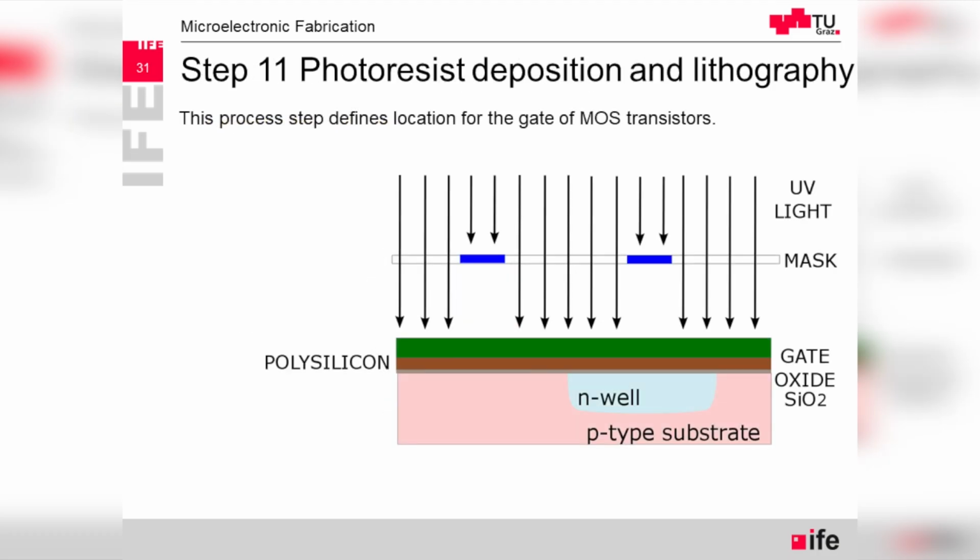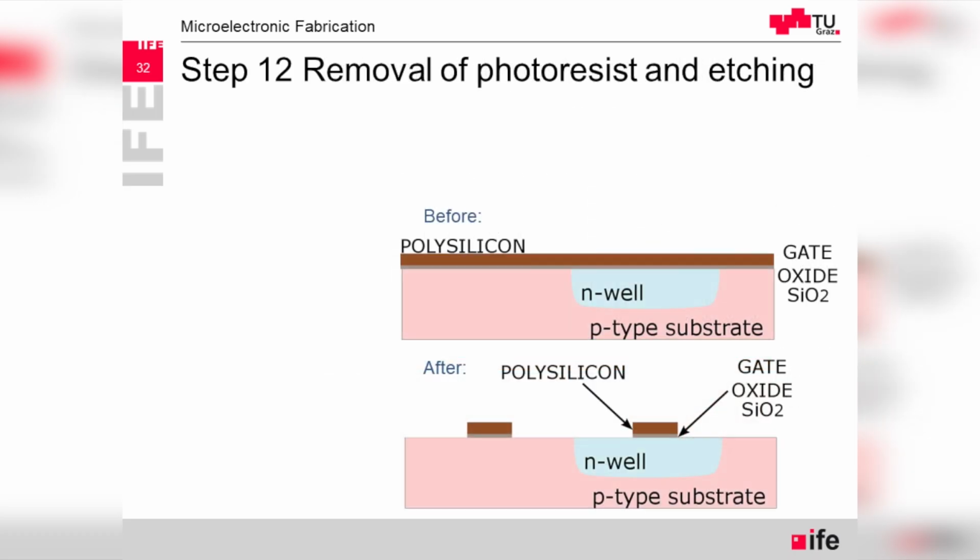Again, we have the photolithography step to define the place for the gates. What we want to do is to etch the polysilicon and silicon dioxide for the gate everywhere where we don't want to have this gate. So we are left with this structure after the mentioned processes.